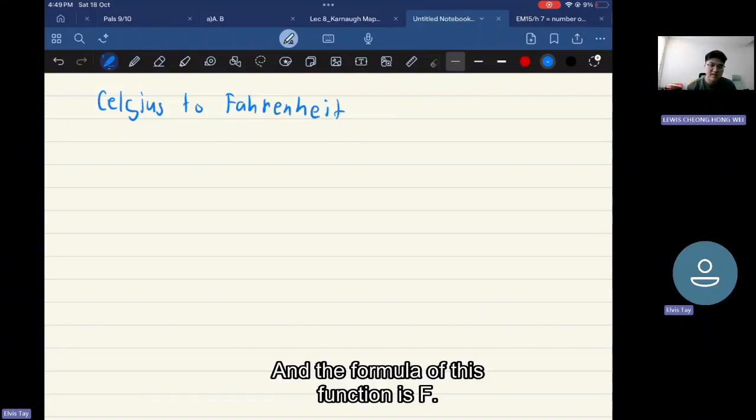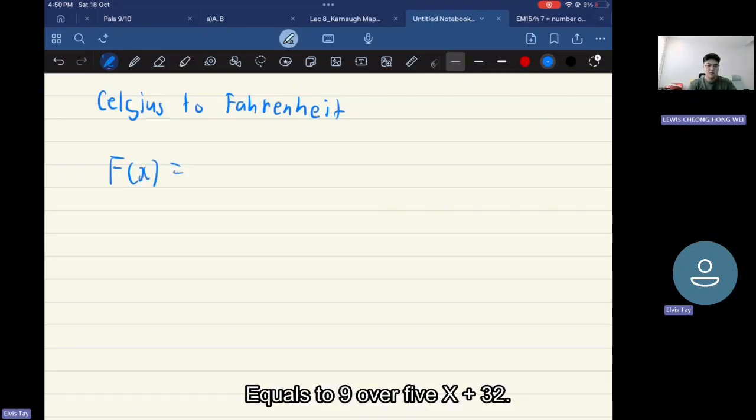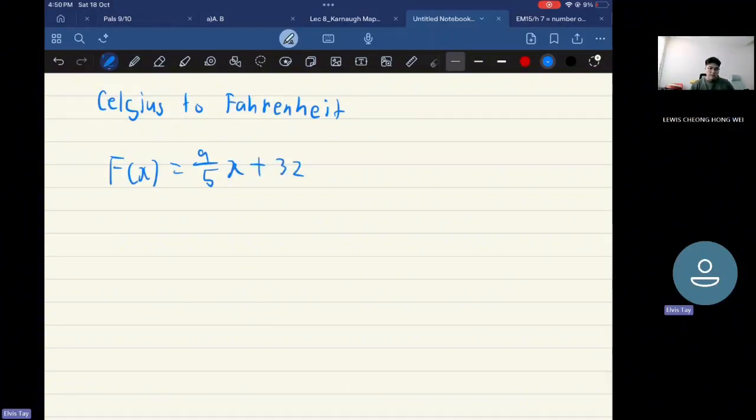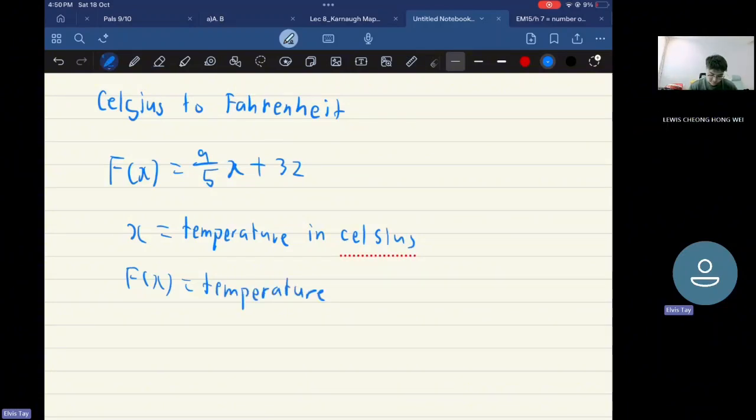The formula of this function is f(x) equals 9/5 x plus 32. Here, x represents temperature in Celsius, and f(x) represents temperature in Fahrenheit.